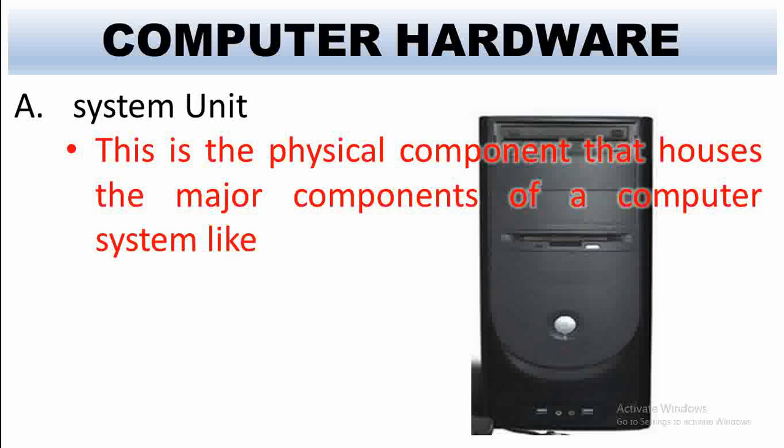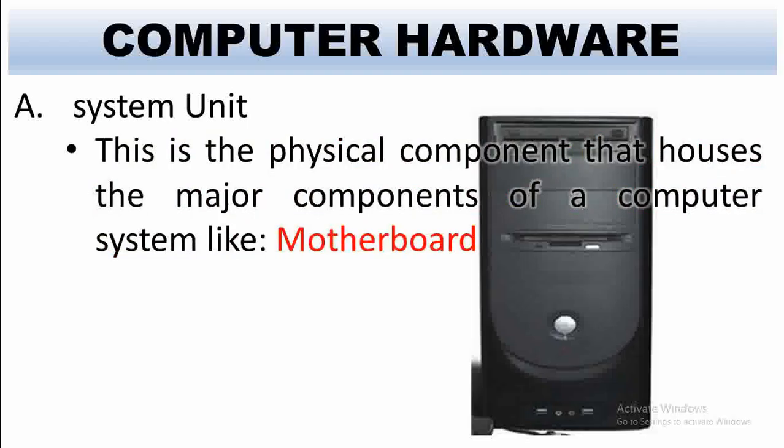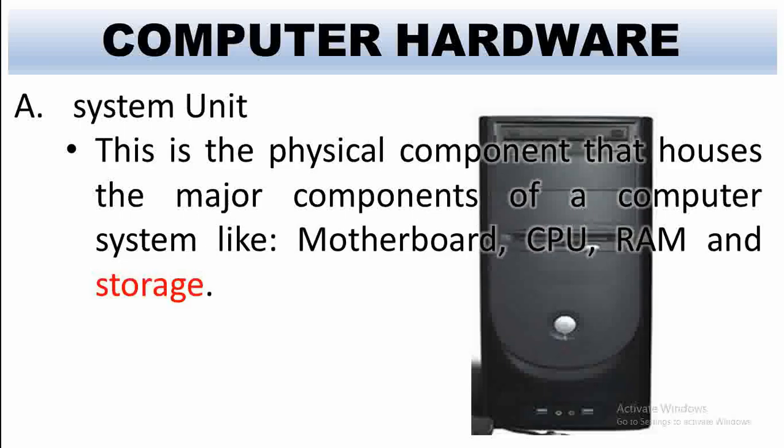So what are those components? We have the motherboard. The motherboard, that's the one people call panel. People say panel, we call it motherboard. We have the CPU, the central processing unit, which is one of the components inside the system unit. We have the RAM, that is random access memory. We have the storage, like the hard drive, where all our information is stored on the computer system. Everything is found inside the system unit.